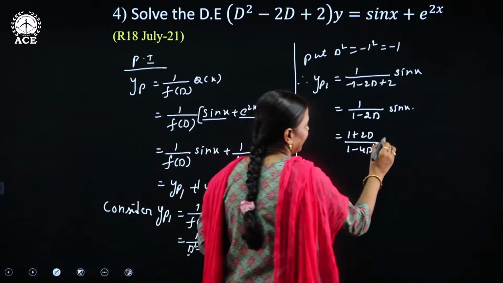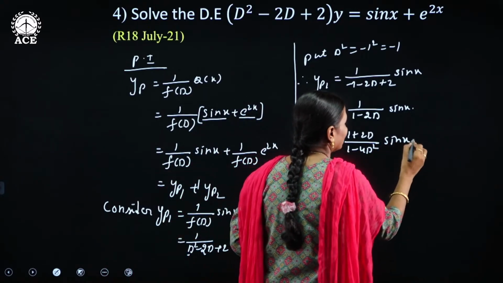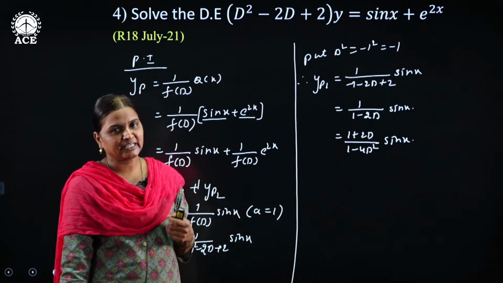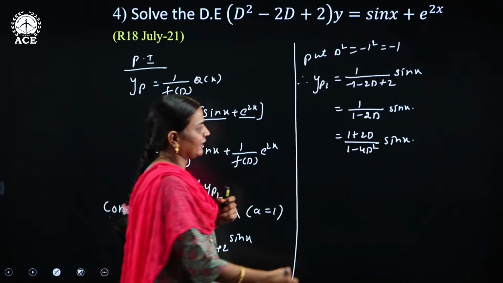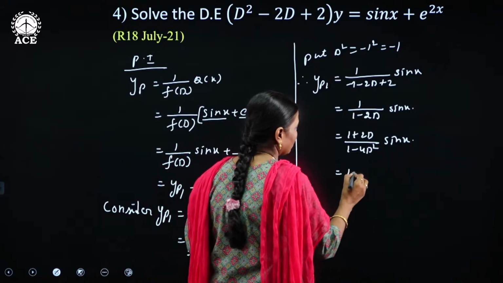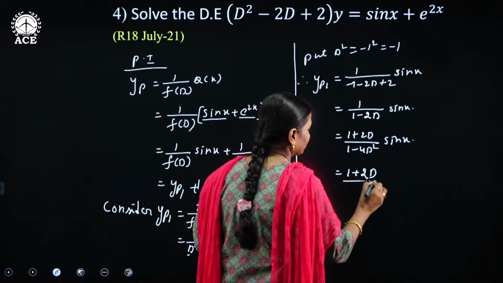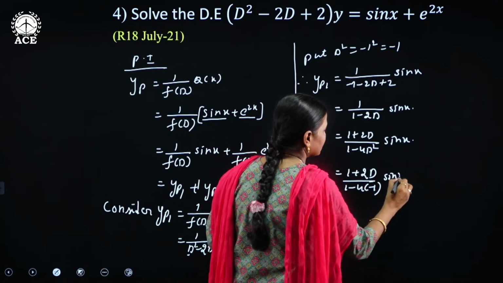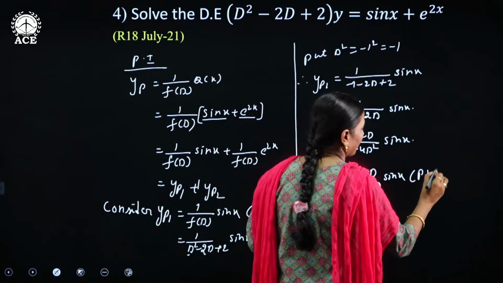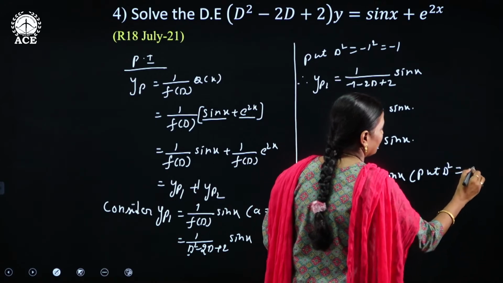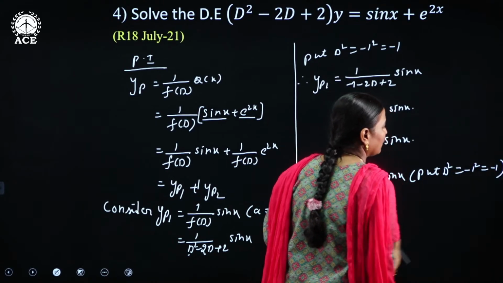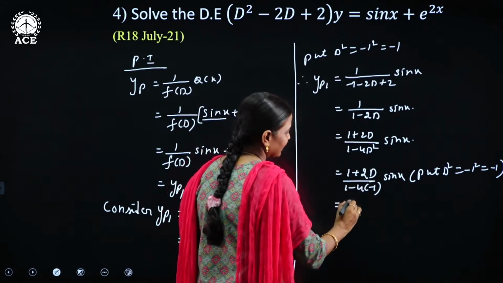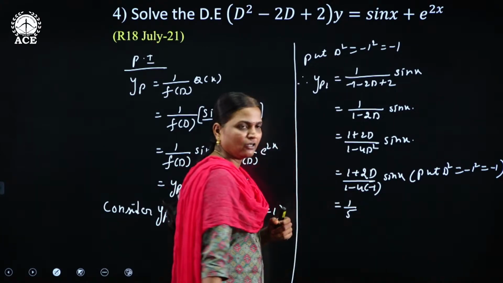Into sin x. When the denominator contains an even power, what is our substitution? D square is equal to minus a square. Again put D square equal to minus a square. So that is 1 minus 4 into minus 1 into sin x. Put D square equal to minus 1 square, that is equal to minus 1. So what is the denominator here? 1 minus into minus plus 4. So the denominator is a constant.